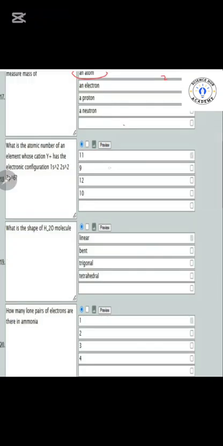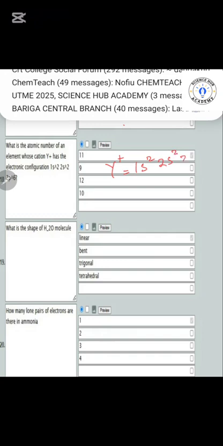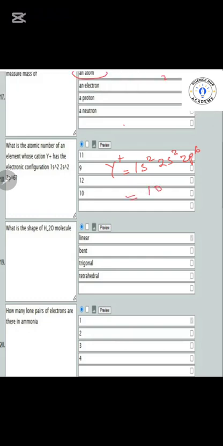Number 18, what is the atomic number of an element whose cation Y plus has an electronic configuration of 1s2, 2s2, and 2p6. So in all, when you calculate the number of electrons, that will be 10 electrons. So Y plus has 10 electrons. That means in its atomic form, before losing an electron, it had 11 electrons. So that makes it have an atomic number of 11. So this is the answer here.